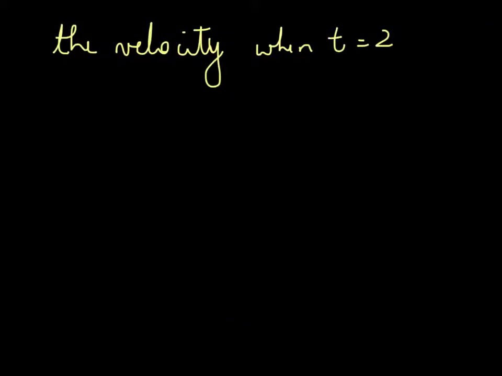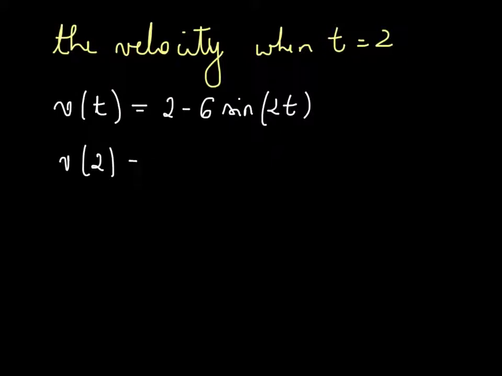Okay, last question is quite easy. We remember that v of t was 2 minus 6 sine 2t. So when t equals 2, v of 2 equals 2 minus 6 sine of 4. Put this into your calculator in radians, and that's it.